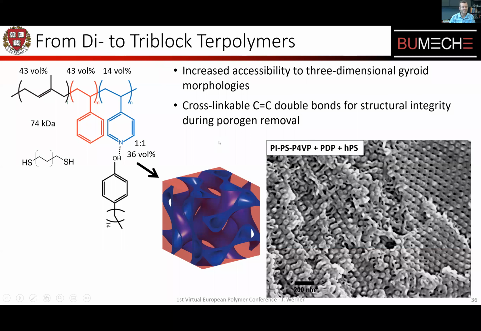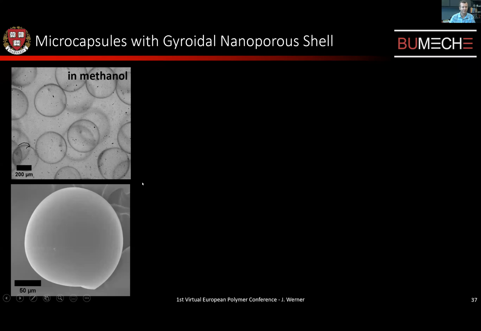The other advantage of using this particular polymer is that we can use the double bonds and some polyfunctional thiols to cross-link these shells after self-assembly to provide them with a little more mechanical robustness, which is often a problem if you make non-cross-linked polymer microcapsules using the solvent evaporation approach. Here we can, after self-assembly, cross-link these systems and therefore they are less susceptible to mechanical failure. So here, in fact, we're able to take our triblock copolymer microcapsules and put them even from water into methanol without any breakage of these capsules.